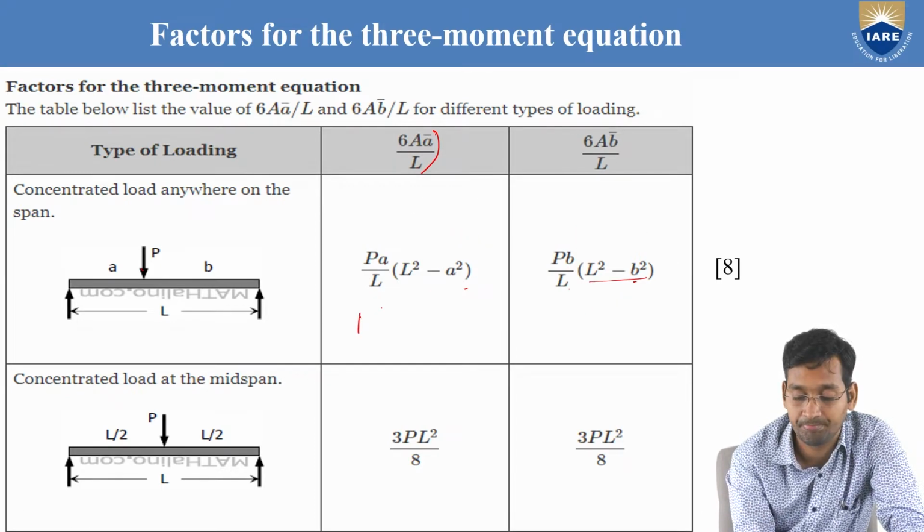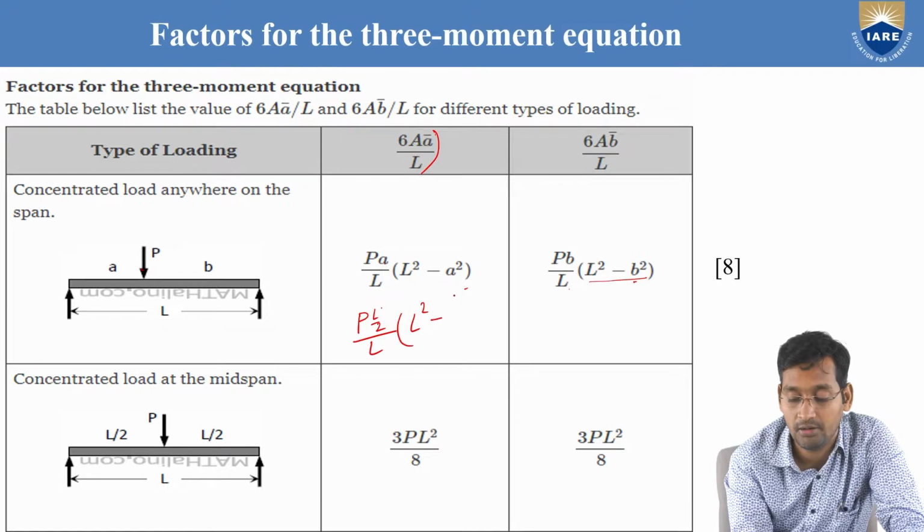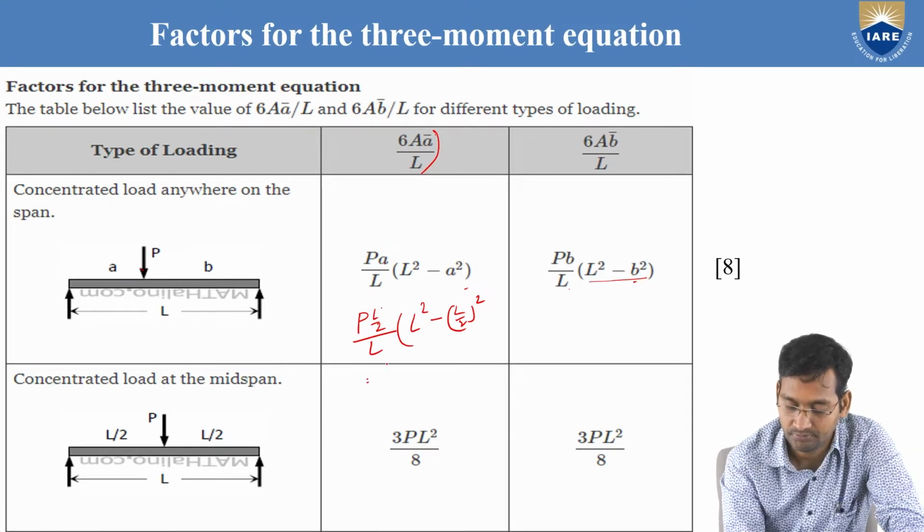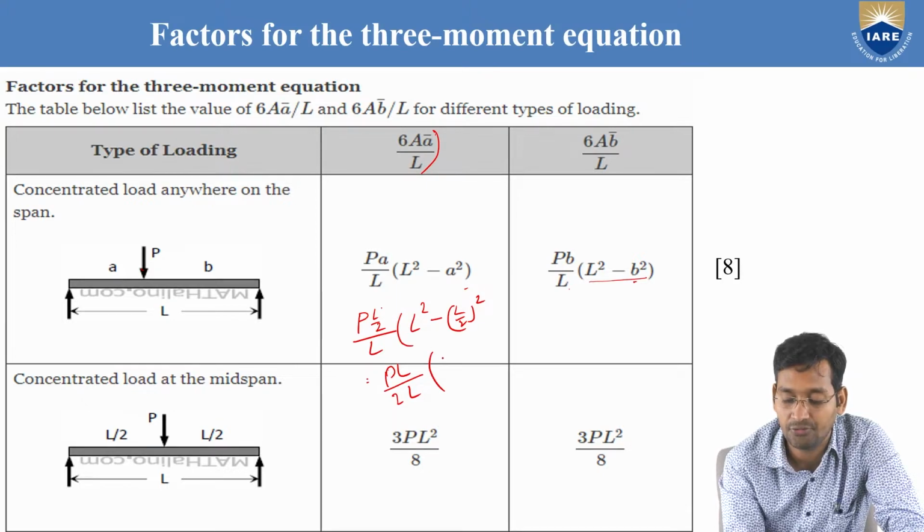So instead of A, we are putting L by 2. So P into L by 2 into L, and here L square minus L by 2 whole square. So this will give P L by 2L into 4L square minus L square by 4. So this L cancels. 4L square minus L square is 3L square. That will give you 3PL square by 4 into 2, 8.